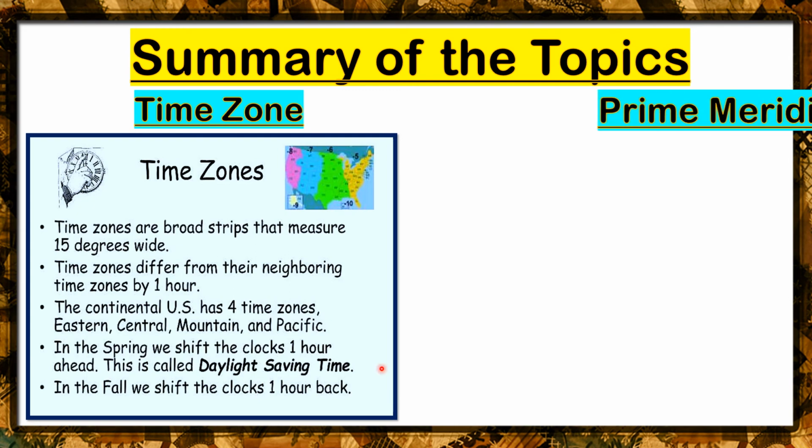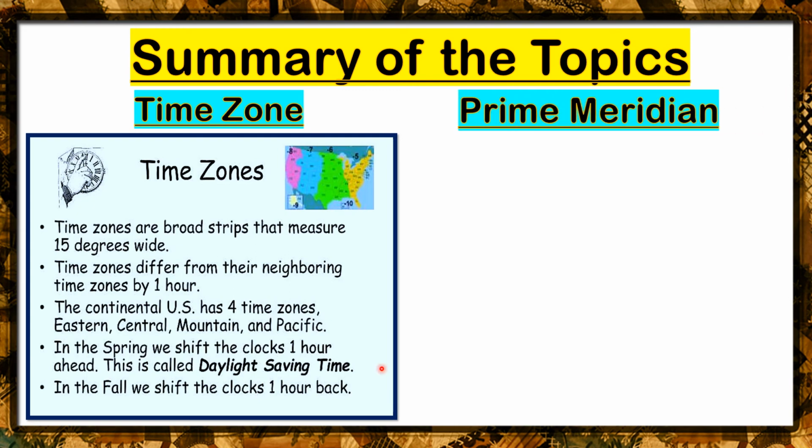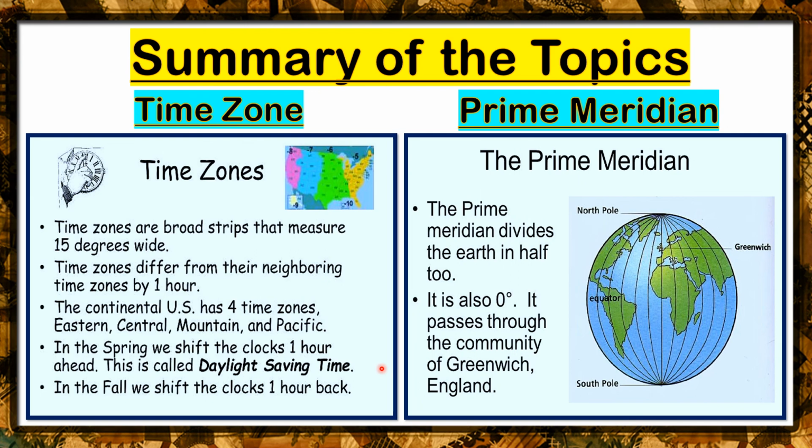Next, we already have discussed also the prime meridian. The prime meridian divides the Earth in half. We have here the prime meridian in the middle, which means 0 degrees. It passes through the community of Greenwich, London, in England.